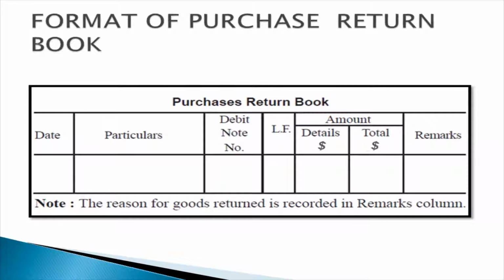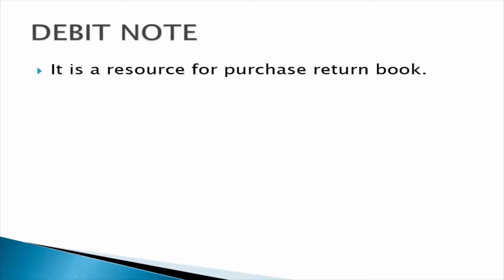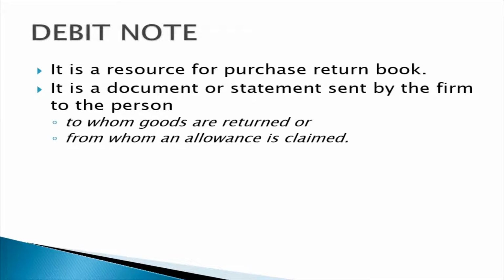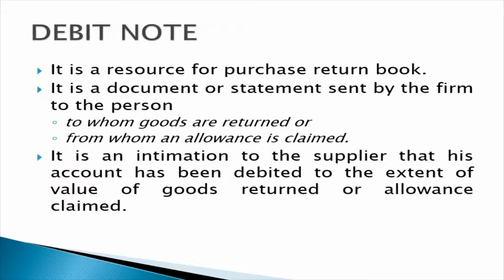Before learning more about purchase return book, let's discuss the term debit note first. It is a resource for purchase return book. It is a document or statement sent by the firm to the person to whom goods are returned or from whom an allowance is claimed. It is an intimation to the supplier that his account has been debited to the extent of value of goods returned or allowance claimed. It contains description of goods returned, name, place of supplier, etc.